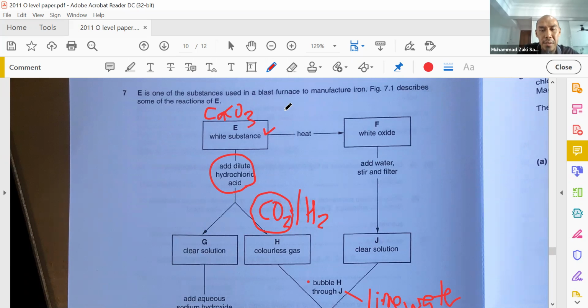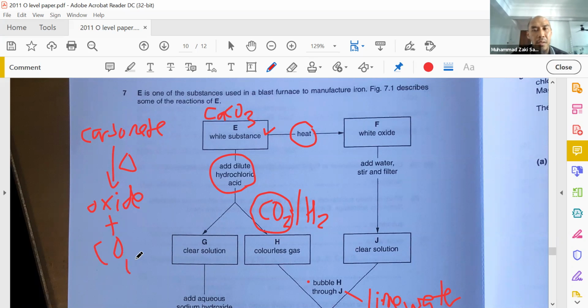So there are two E, one here and one below here. So calcium carbonate, when you heat it up, gives you a white oxide. Remember carbonate? You remember the lab session last time? When you apply heat, it gives you an oxide and carbon dioxide. So here you have calcium oxide. So calcium oxide, add water, stir and filter. You get a clear solution. This clear solution, of course, is lime water.